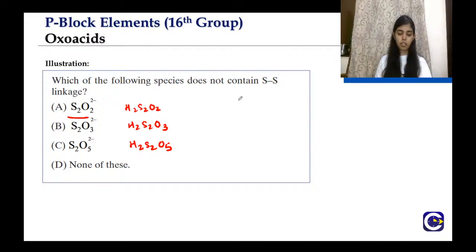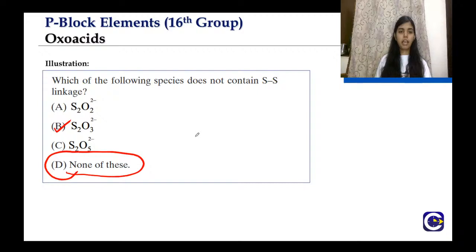No, Sham, re-look at your answer. See, if you consider somewhat, it will be like this: S, OH, S, OH, and then double bond O here. There is a sulfur-sulfur linkage in B. Yes, very good. Nishantini, Nilambari, you are correct with your answers that none of these misses the S-S linkage. That means in S2O2 2 minus also, in S2O3 2 minus also, and in S2O5 2 minus also, a sulfur-sulfur linkage is present. Draw the structure of S2O2 2 minus.